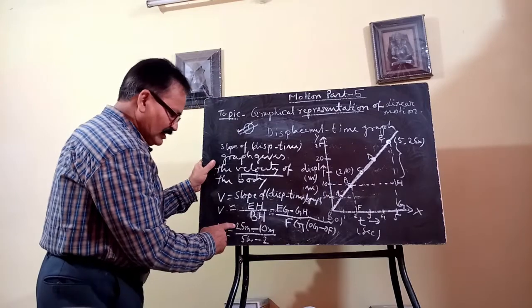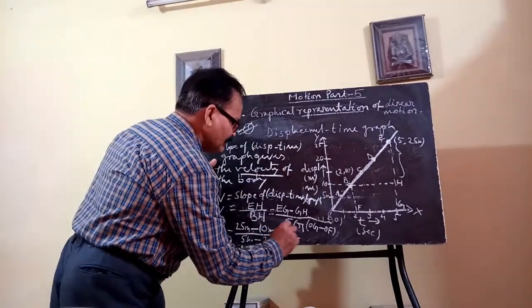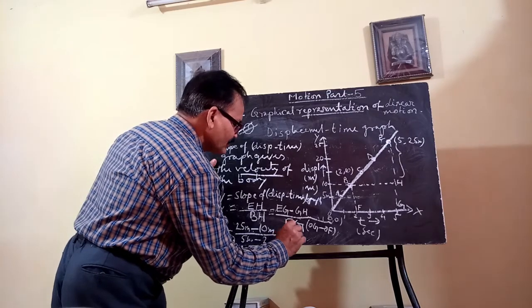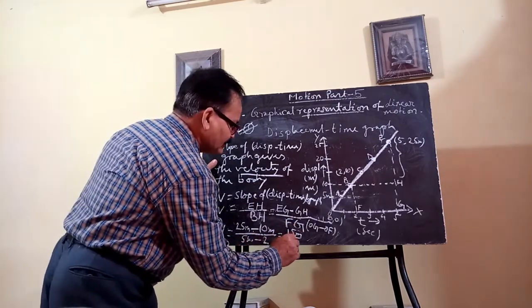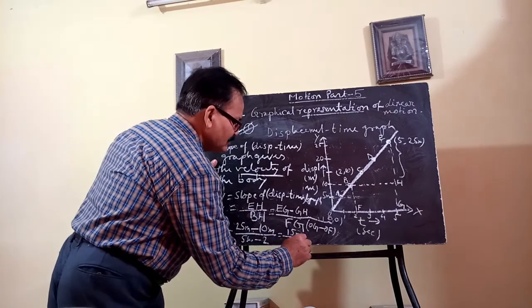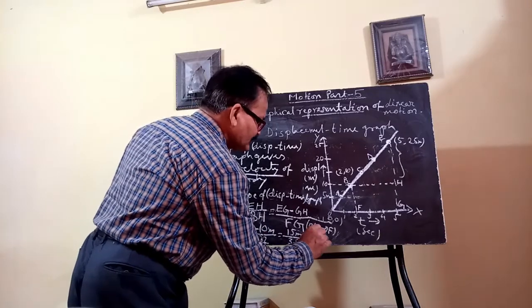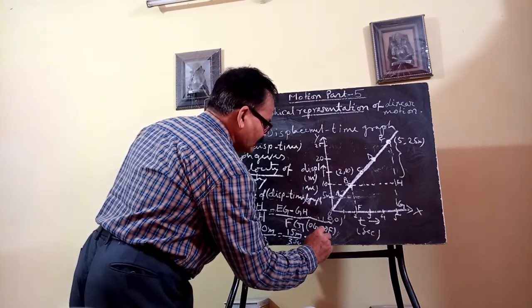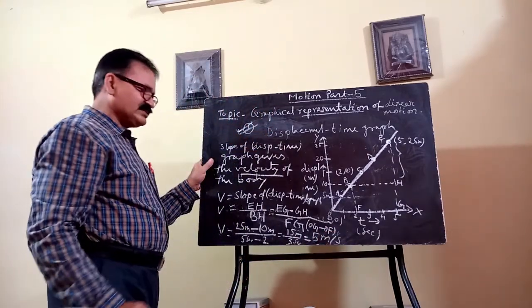So that means 25 minus 10 is your 15 meter, and 5 minus 2 is your 3 second. That means 15 divided by 3 is 5. Your velocity is 5 meter per second.